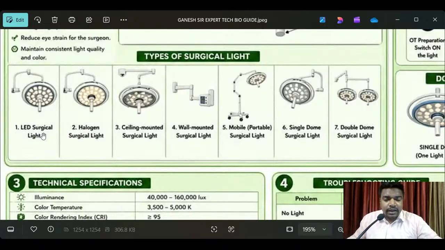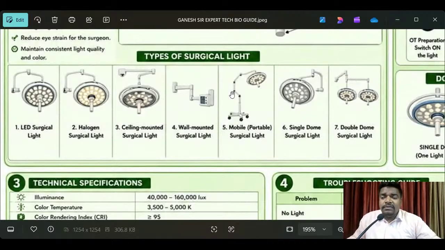See here, LED surgical light, and halogen surgical light. See how they look. You only have to collect the points I'm sharing here for knowledge purposes. Next, ceiling mounted surgical light. See how it looks. Fourth point, wall mounted surgical light. See how it looks. For your basic knowledge, when you see the OT light, you have to find out which type of OT light it is and be confirmed.